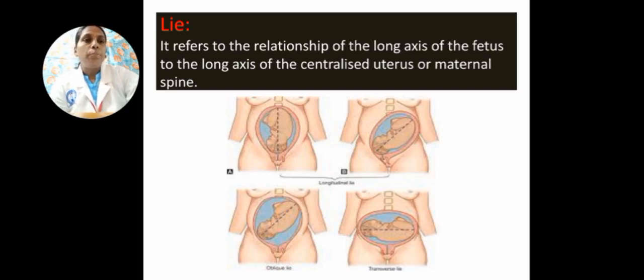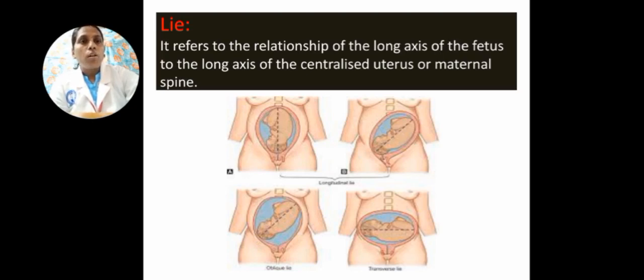In picture B, the fetal spine is lying parallel to the uterine axis but not to the maternal spine. In this case also we say the lie is longitudinal, because this condition we can correct. This is happening due to lateral obliquity of the uterus. That's why we consider the lie longitudinal in both these cases.